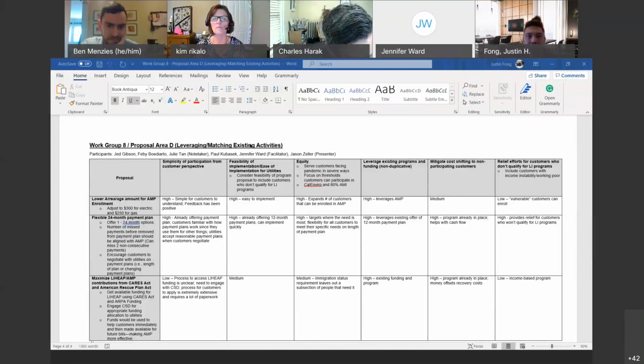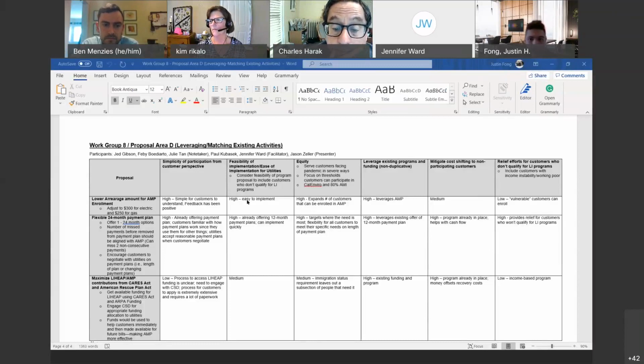And then relief efforts for customers who don't qualify for low-income programs was low because AMP does not allow for customers who are not considered low-income to enroll in the program. So you have a segment of the population who, in our group, we call the working poor, who are not poor enough to qualify for low-income assistance programs, so they can't qualify for AMP.